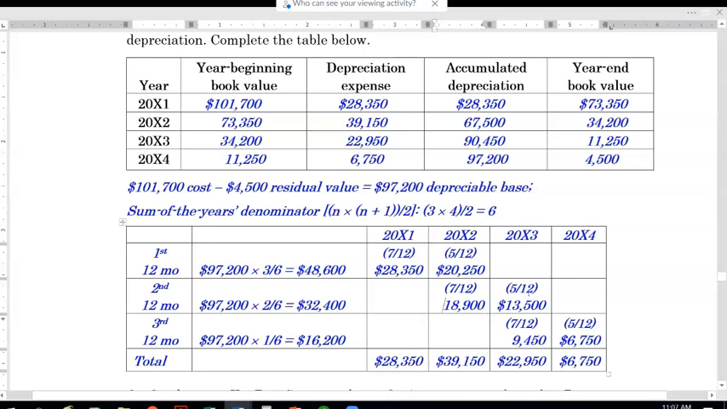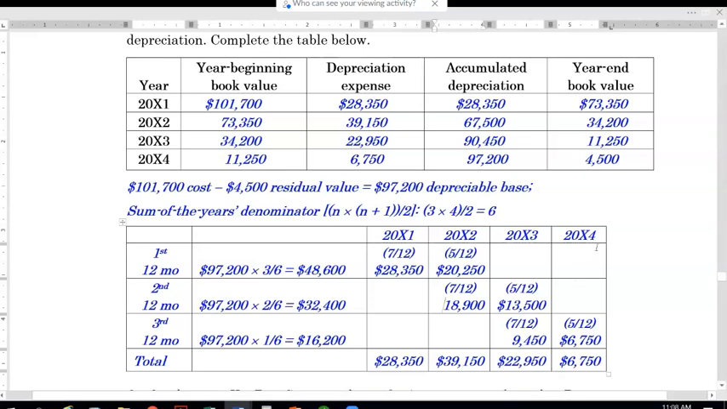Anyway, year 3, in year 3 I already have 5 months left of year 2 to recognize. Okay, so 5 out of 12 times 32,400, that gives us 13,500. Okay, 5 months is gone. The other 7 months out of 12 times 16,200 for year 3, and that gives us 9,450, for a total of 22,950 depreciation expense for year 3.